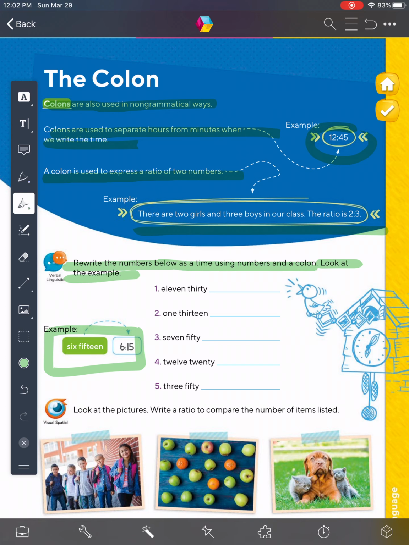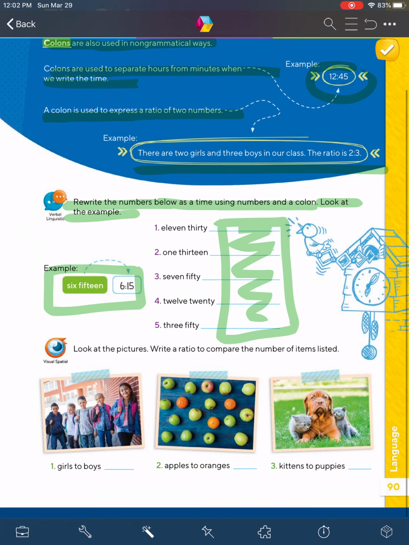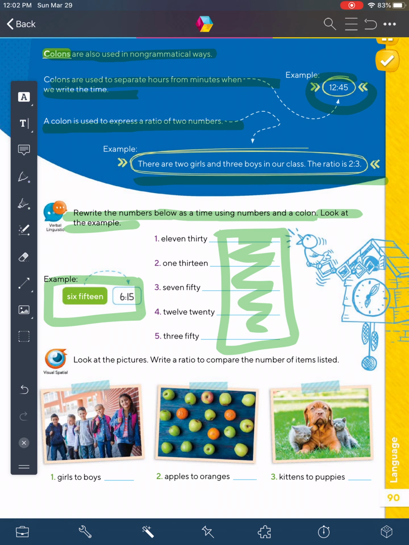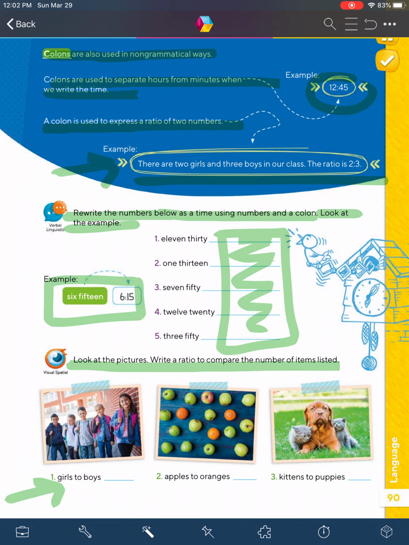as if someone was telling you the hour, and you have to write those numbers using a colon in this section. Okay? And last but not least, you have to look at the pictures and write a ratio to compare the number of items listed. Girls to boys. Remember the example you had here. There are 2 girls and 3 boys in our class. So you have the ratio 2, colon 3. So based on that example, you are going to answer this. Ready? I'm pretty sure you can do it perfectly.